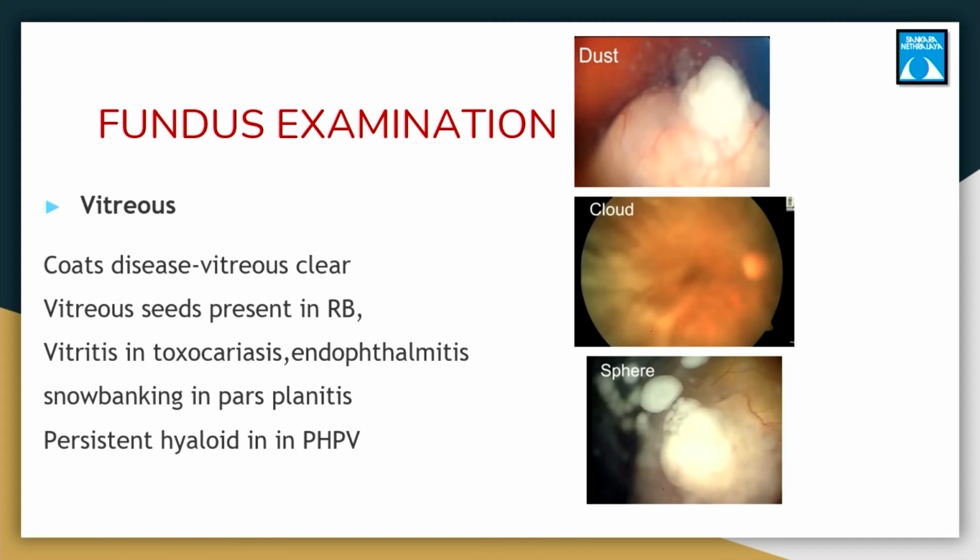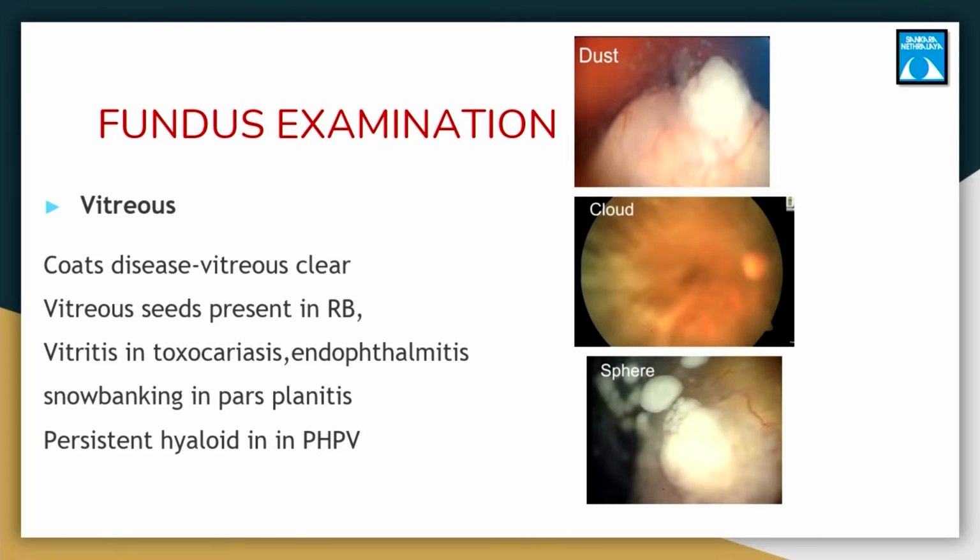Vitreous seeds may be present in retinoblastoma, depending on the staging. Vitritis is present in toxocariasis and endophthalmitis. Now, one second. If you see this cloud here, not this big one, this is exactly how the cloud is in the case of what we are trying to study. Okay? All right. There are three types of vitreous seeding.